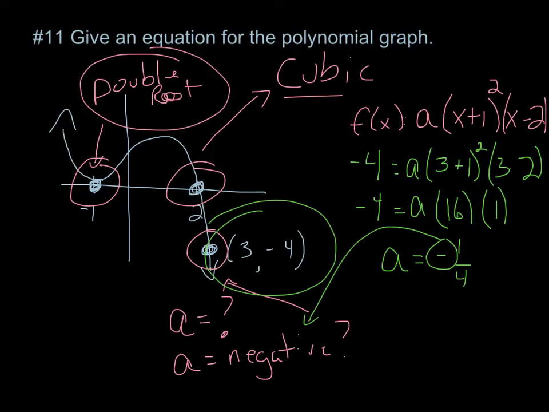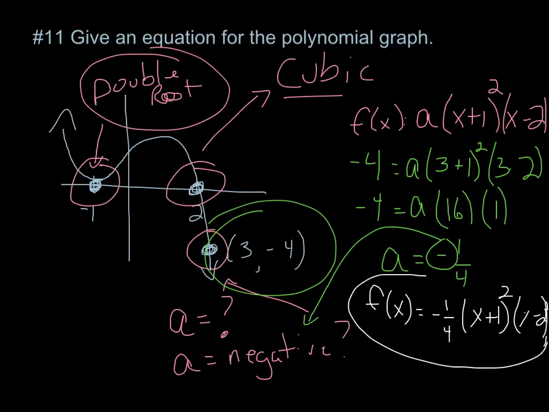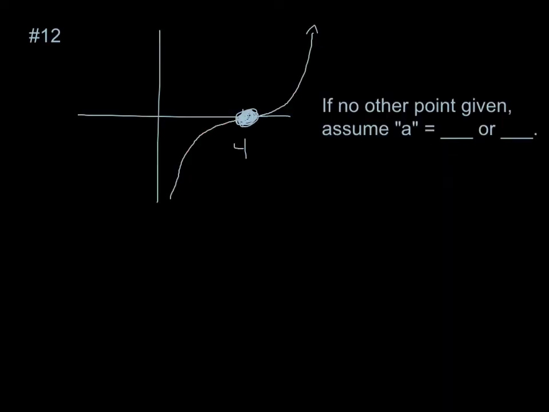Now, after all that, we can write our function. F of x equals some A, -1/4, times our factors, x plus 1, and he was a double daddy, so he squared, times x minus 2. Boom. There it is. If you want to multiply it out, you can. But don't waste your time, folks. Work smarter, not harder. Okay, last one.